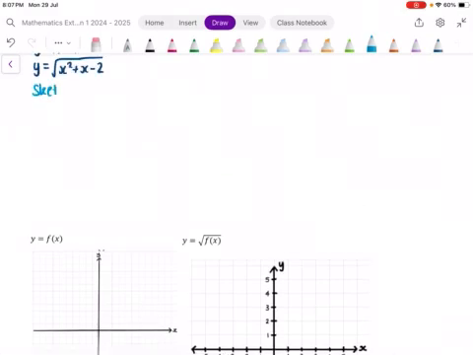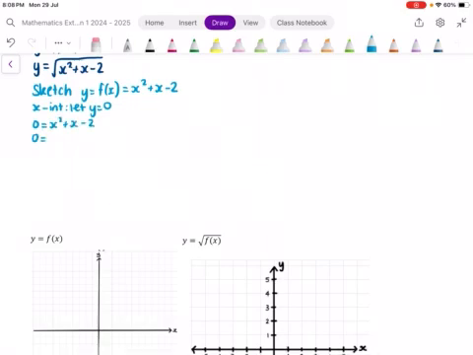So in order to sketch y equals f(x), which is equal to x squared plus x minus 2, we need our x-intercept. To get our x-intercept, we let y equal 0. And so we have 0 equals x squared plus x minus 2, which factorizes to get (x plus 2)(x minus 1).